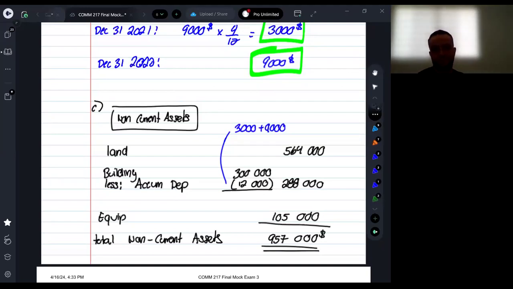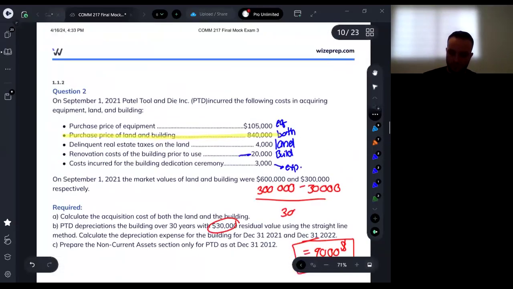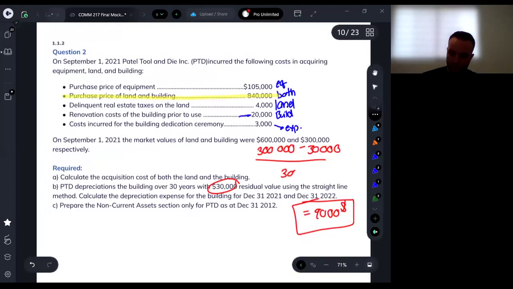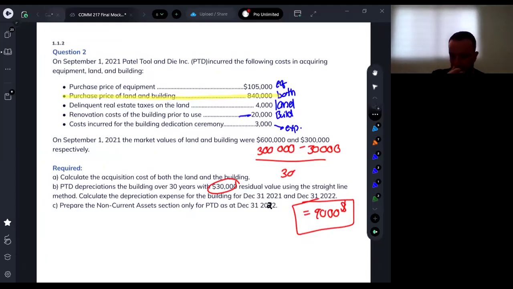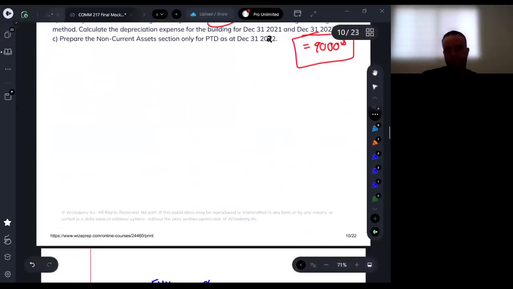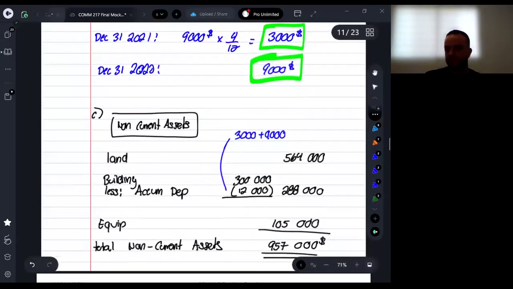Fabrizio? It's just a basic question. I'm confused. Why do we record the depreciation for next year as well if it's just asking for 2021, the non-currents? Or it says 2012, I'm guessing it's a typo. Oh yeah, this is 2022, I meant 2022. Oh, okay, perfect. Makes sense. Thank you. All right, so that's that.